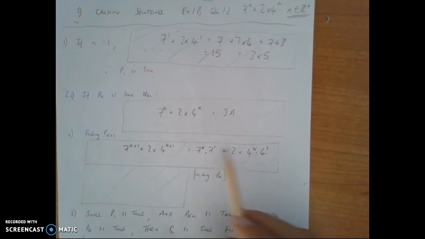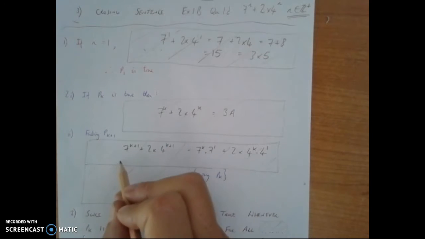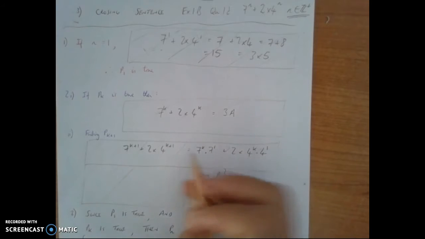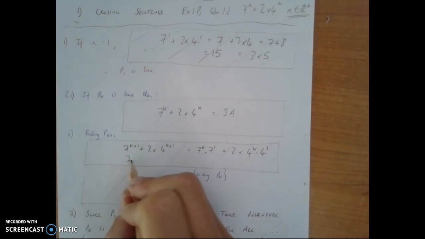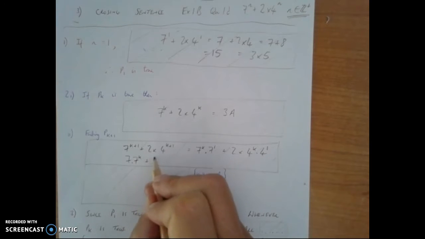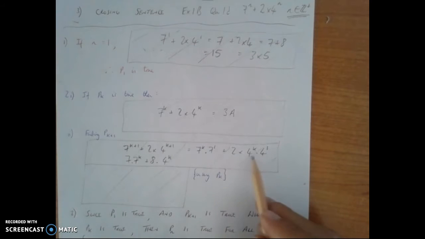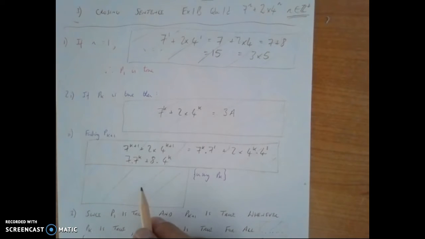I'm just going to write that a little bit differently because we want to use 7 to the k. So I'm just going to write that a different way around with the numbers first. So that will become, and 8 because 2 times 4 is 8.